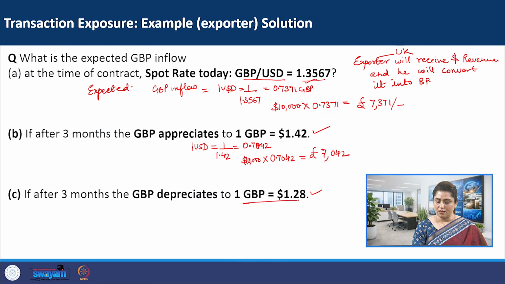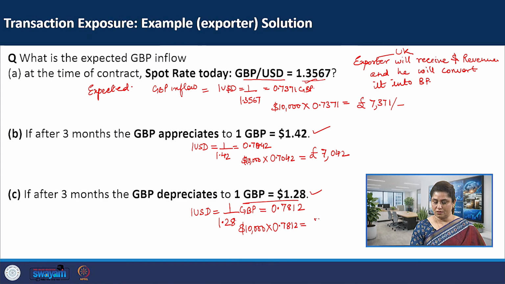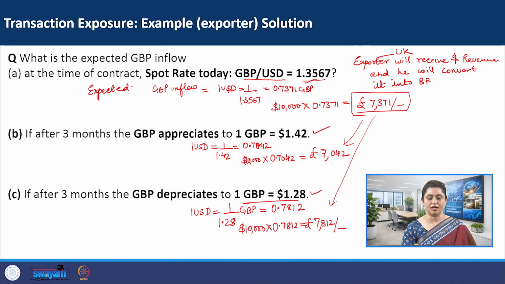That means here the value of 1 USD will be equal to 1 upon 1.28 GBP, which gives us 0.7812. Now here if we multiply it with $10,000, then it is going to be 7,812 pounds.